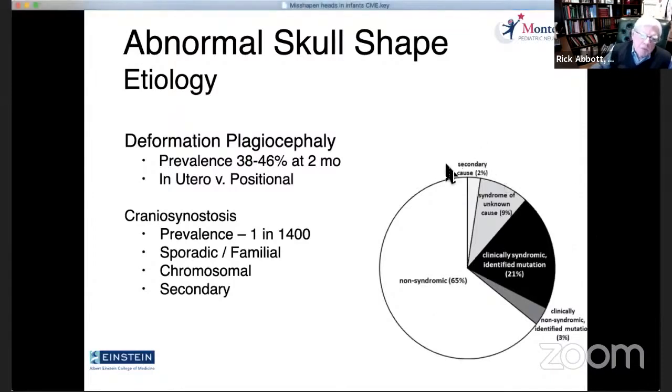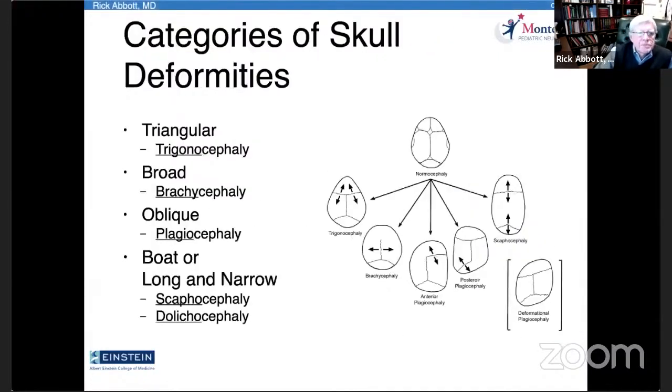A small percentage of the craniosynostosis will be secondary to other conditions, some of them being rickets, hematological disorders, mucopolysaccharidoses, and hypothyroidism. These are some of the conditions that can cause secondary craniosynostosis. There are categories to describe the craniosynostosis.